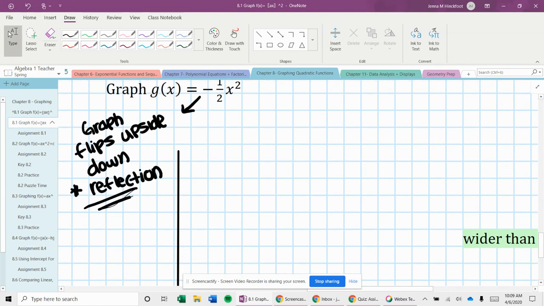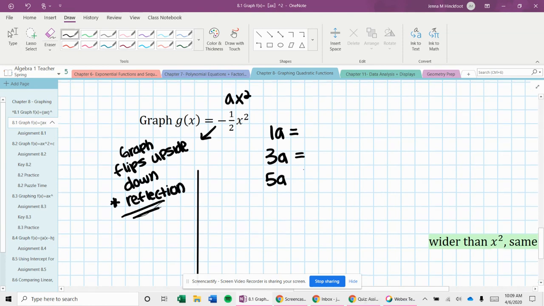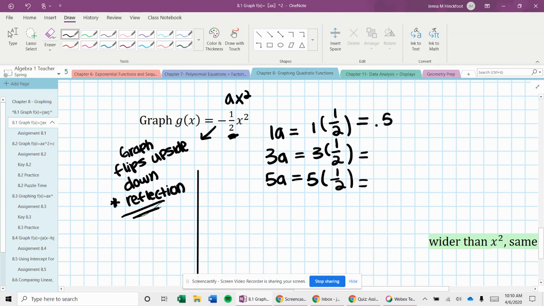Okay, so let's do the same thing, 1a to graph, 3a, and 5a. Ignore the negative, we automatically know that it flips upside down, so let's just multiply 1 times 1/2, because our a is 1/2, 3 times 1/2, 5 times 1/2. You would just multiply these out. 1 times 1/2 is 1/2, so let's do 0.5 for the decimal. 3 times 1/2 would be 1.5. Remember, it's easier to graph decimals. And then 5 times 1/2 would give you 2.5.